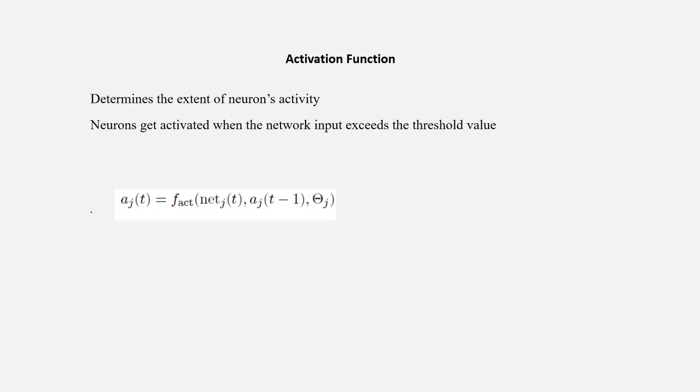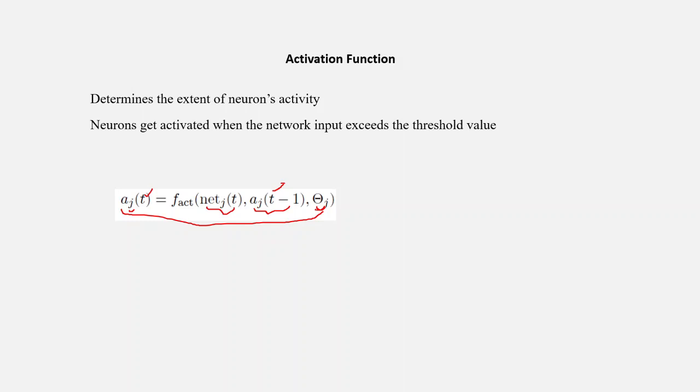As you can see in this particular equation, this is for some neuron j for a particular time step t, where it receives an input net jt. It is already in an activation state aj(t-1). So t minus 1 signifies the activation state at the previous time step, and theta j is the threshold that is fixed for this neuron j.